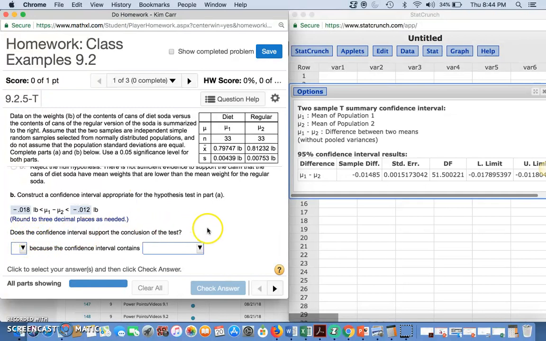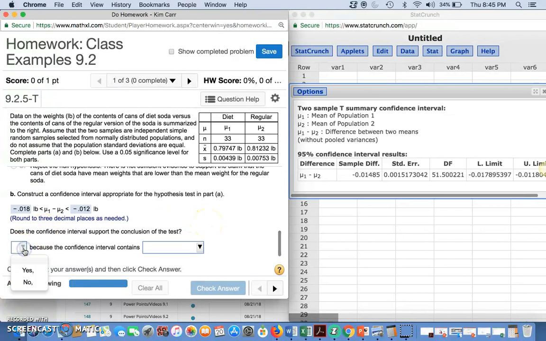Does the confidence interval support the conclusion of the test? Okay. Yes, because the confidence interval contains only negative values.